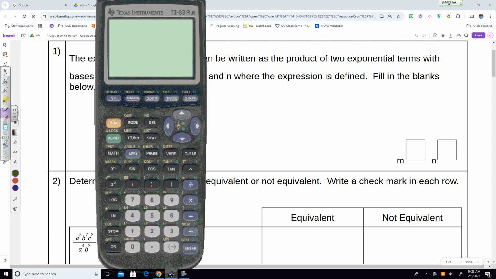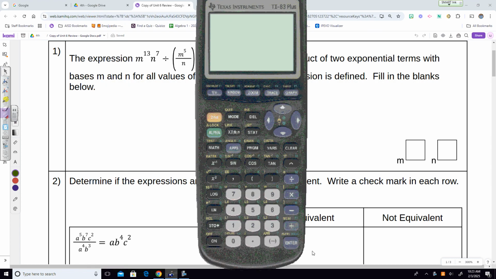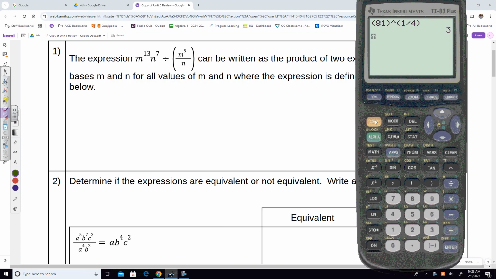So grab your calculator and go ahead and clear the memory. It's second plus 712.